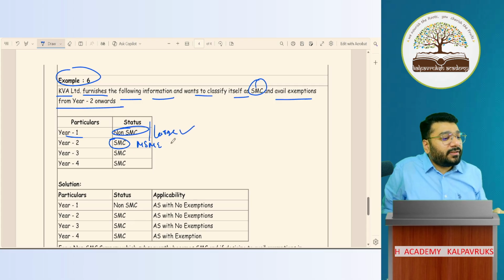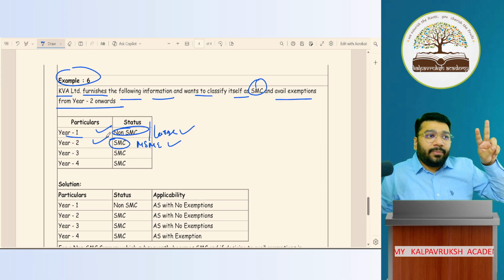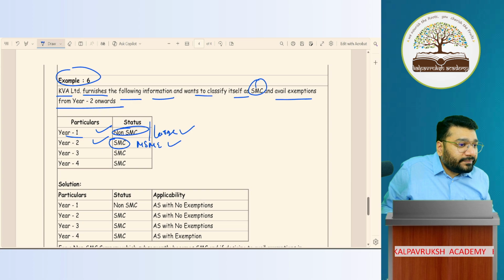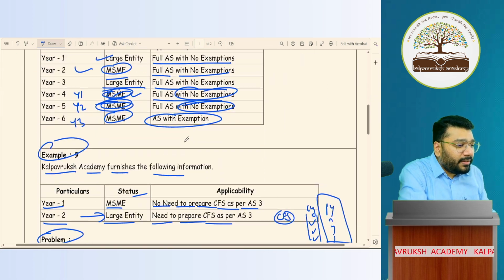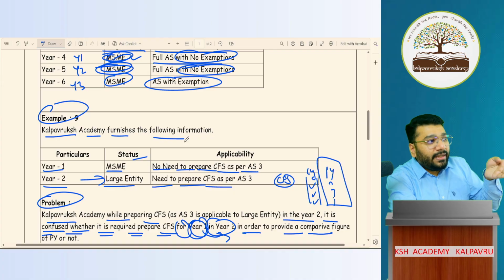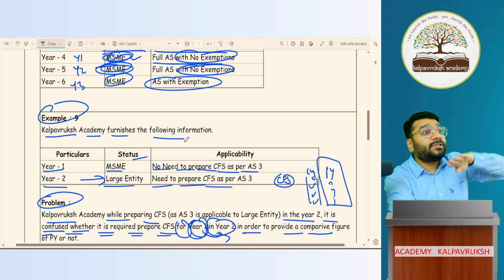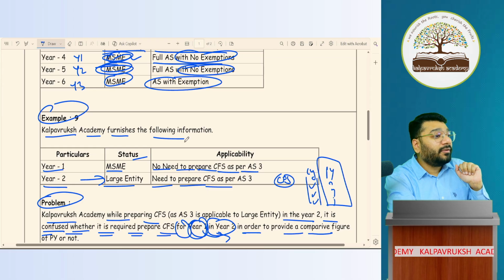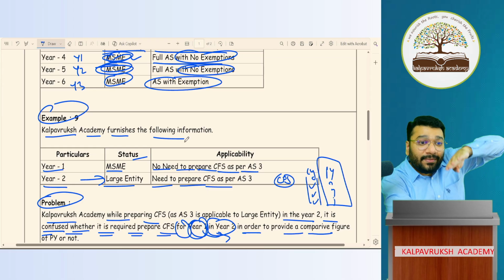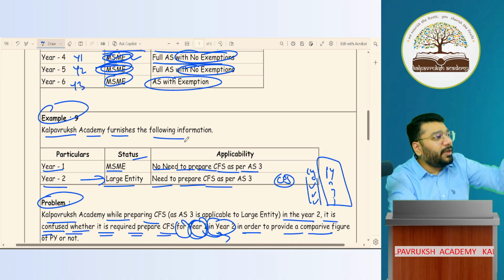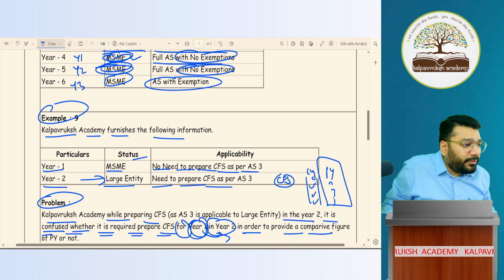Earlier I was large, now MSME. Earlier non-SMC, now I am SMC. So in the end point, discuss the examples 8 and 9: MSME to large, large to MSME. The same point is applicable for corporates: non-SMC to SMC, SMC to non-SMC. The same point is applicable, so for that I'm giving one question.